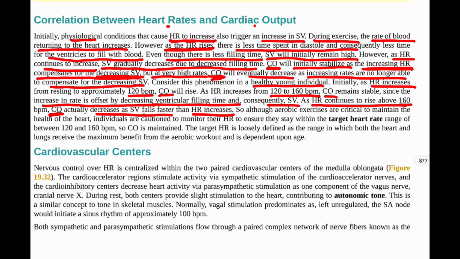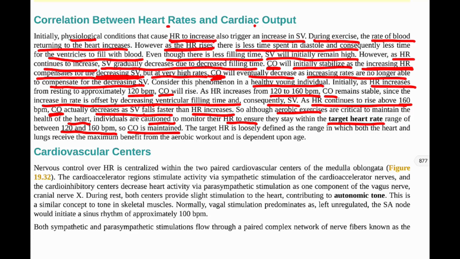So although aerobic exercises are critical to maintain the health of the heart, individuals are cautioned to monitor their heart rate to ensure they stay within what's called the target heart range, or the target heart rate, which is a range between 120 and 160 beats per minute, so that cardiac output is maintained.